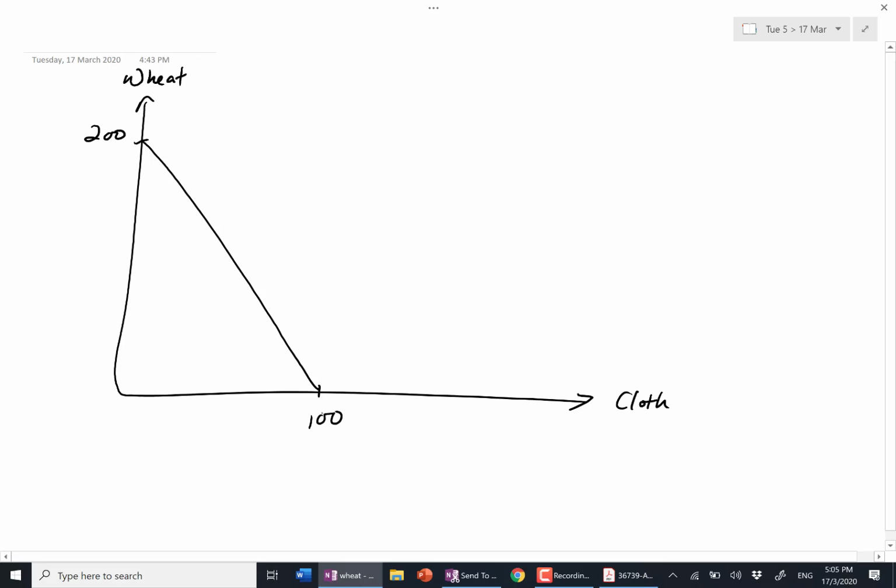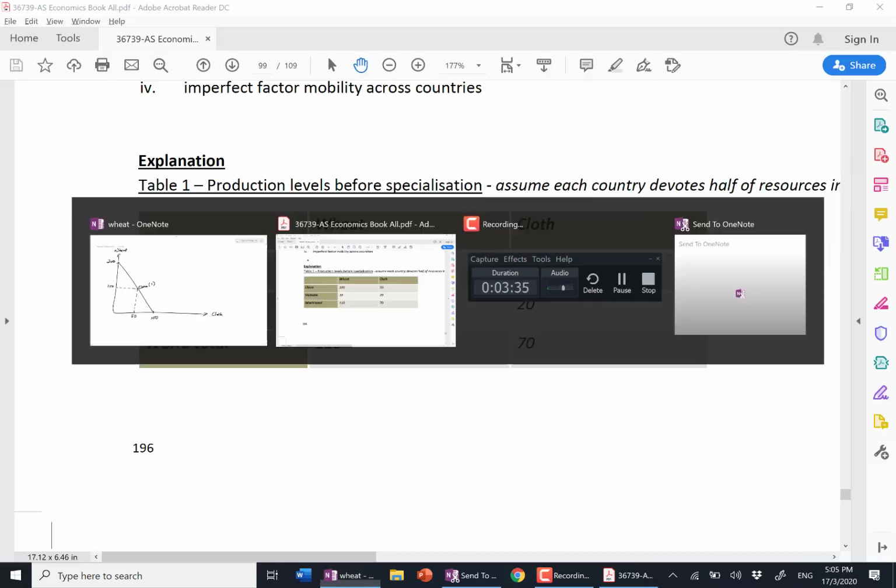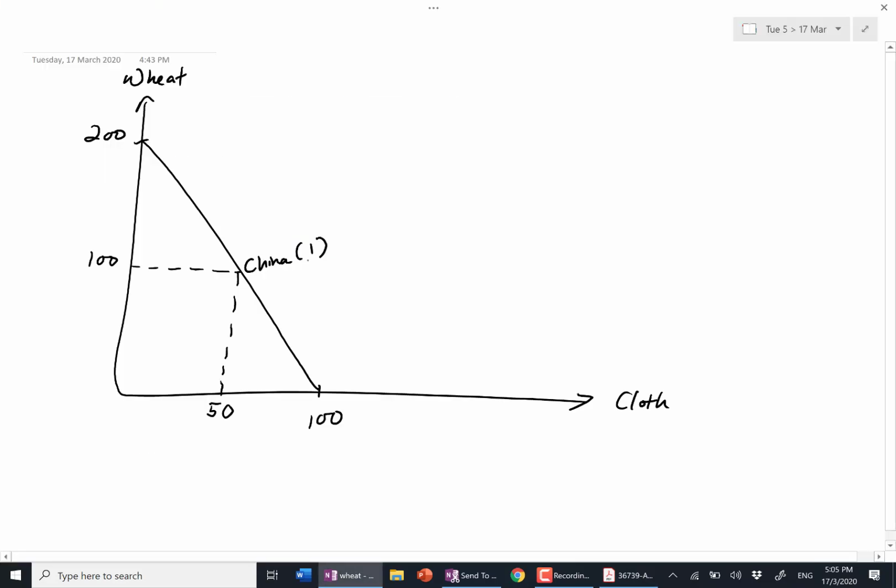Okay, which means based on the numbers, China is producing just half of each at the moment. This is China. I shall put 1. What does 1 refer to? Table 1. This is what you see under table 1. See, China was 150. Okay.